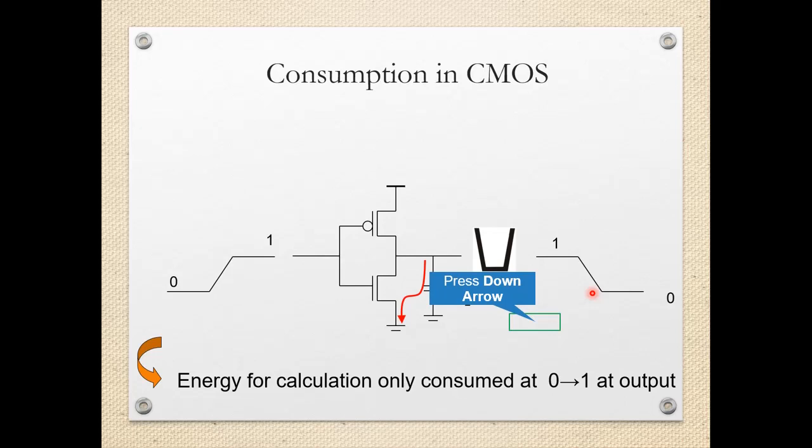So for the energy calculation, we are going to consider only the output transition from logic low to logic 1, that is the previous case. When the transition of output is from 1 to 0, no power is consumed.